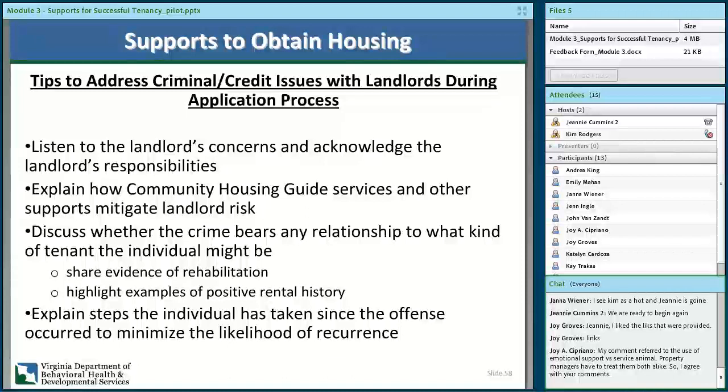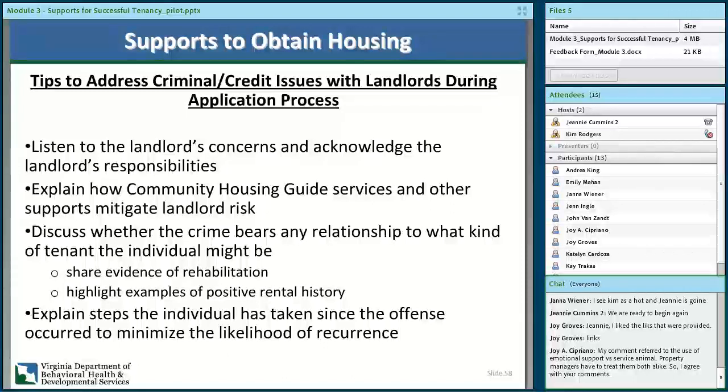Be aware that landlords cannot have blanket selection criteria for criminal backgrounds, because this could have a disparate impact on certain classes covered by the Fair Housing Act. Ask the landlord whether the individual's offense bears any relationship to what sort of a tenant the individual might be, the safety of other residents, or the condition of the property.